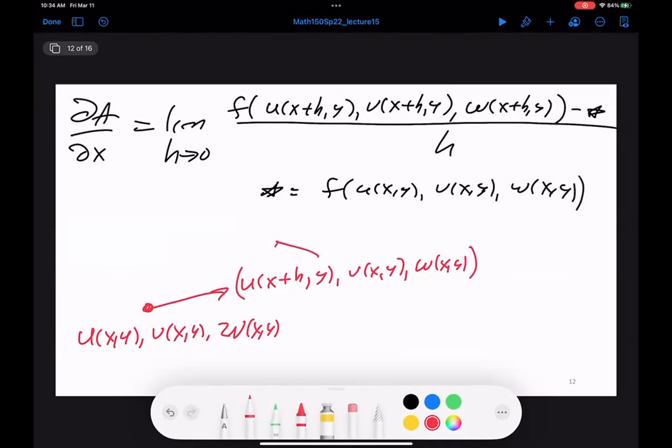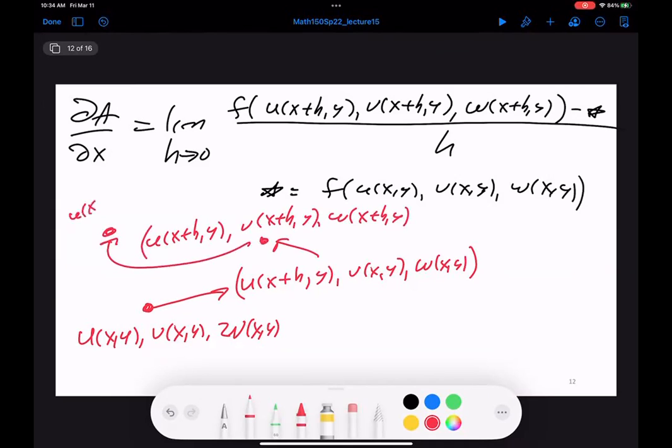And then I go from here to u of x plus h, y, v of x plus h, y, w of x plus h, y. I keep adding one more component. And so the whole idea is I can now take my fraction and just subtract 0 or add 0 in a very clever way.